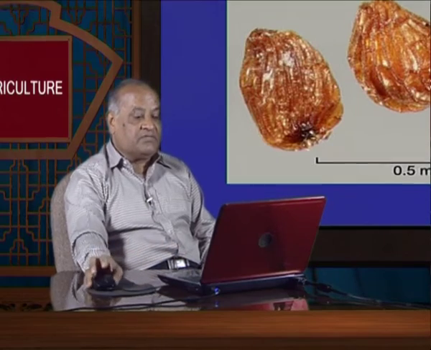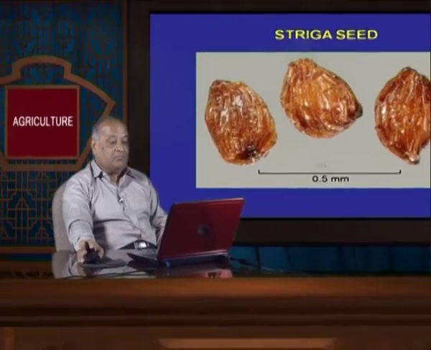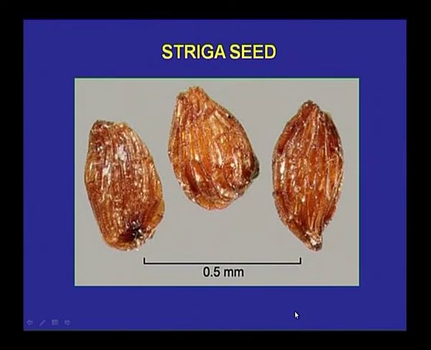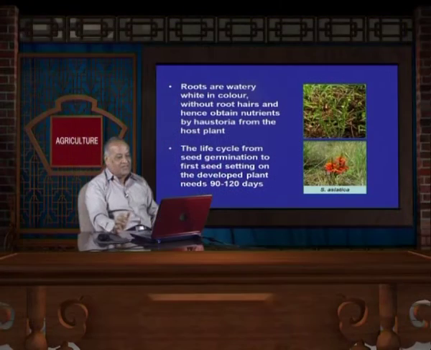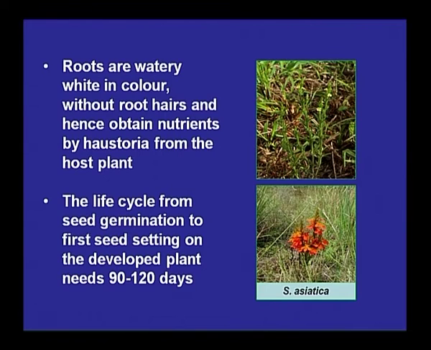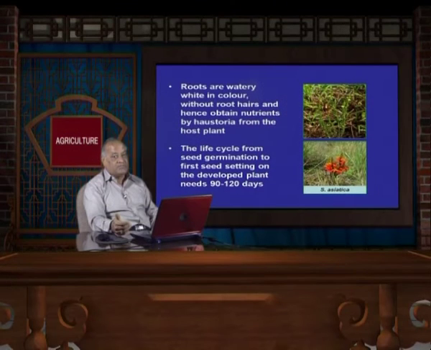These are the Striga seeds. Here it is looking very large, but you see the scale is 0.5 millimeter. So, they are very minute seeds, just like sand particles we can say. So, it is very difficult to dissociate it from the sand. Roots are watery, white in color, without root hairs, and hence obtain nutrients by haustoria from the host plant. The life cycle from seed germination to first seed setting on the developed plant needs 90 to 120 days.